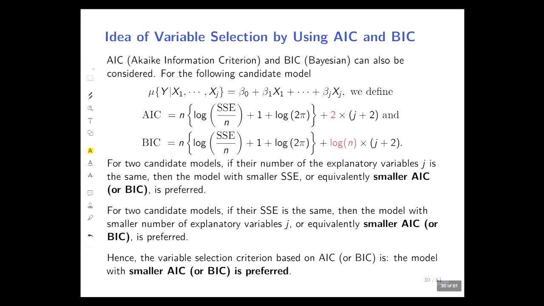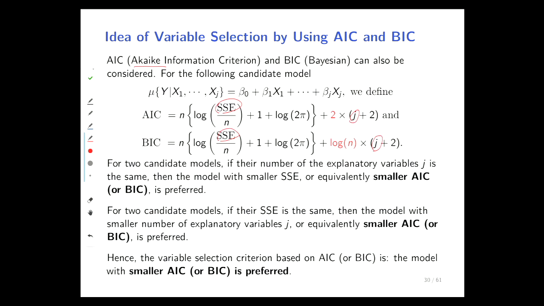But instead of the adjusted R square, we actually have other criteria to help us balance the sum of the squared error and also the number of the variables. So we have the Akaike information criterion and also the Bayesian information criterion. And I think Akaike is the most famous Japanese statistician. For these two criteria, because the idea behind them is just to balance the sum of the squared error and the number of the variables, you can see we just have different ways to balance these two.